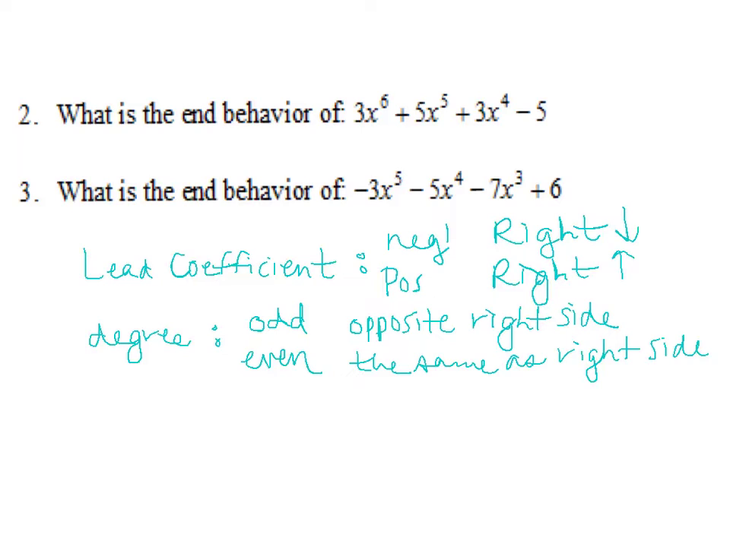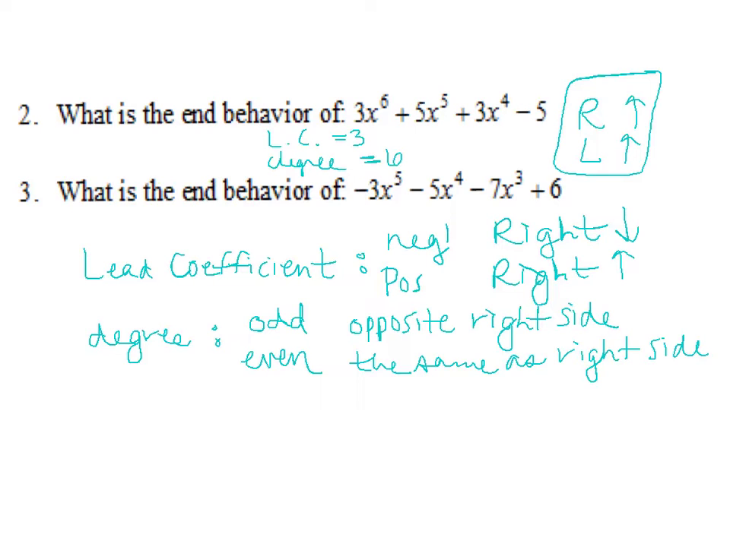So let's look at 2 different examples here. We've got number 2 and number 3. In number 2, my lead coefficient is 3. It's a positive 3, so that tells me right up. Then I look at my degree. My degree is 6, which is an even number, 2, 4, 6, 8. So because that's even, I know that my left side also has to go up. So right up, left up is your end behavior for number 2.